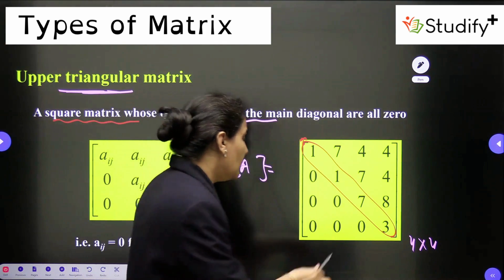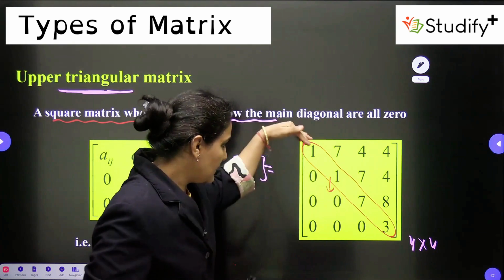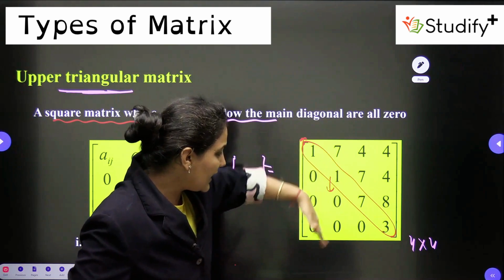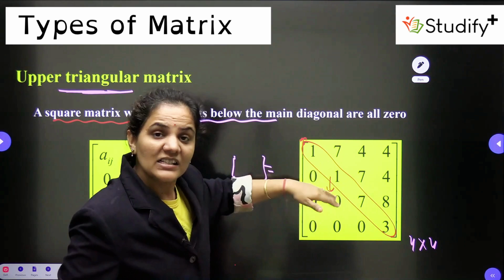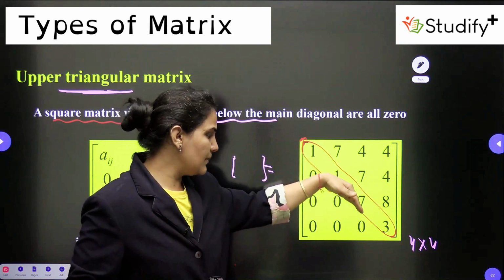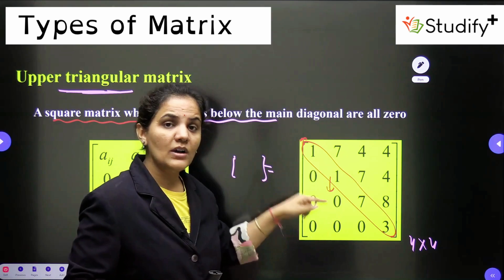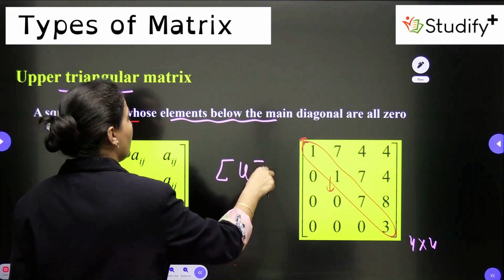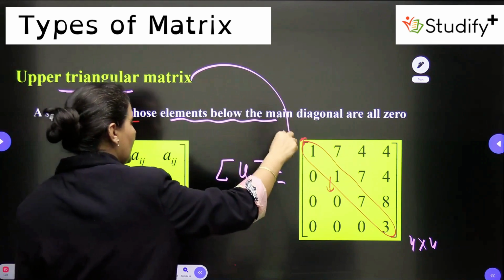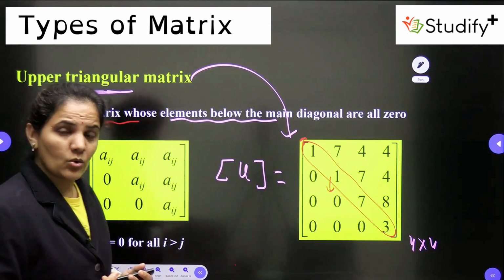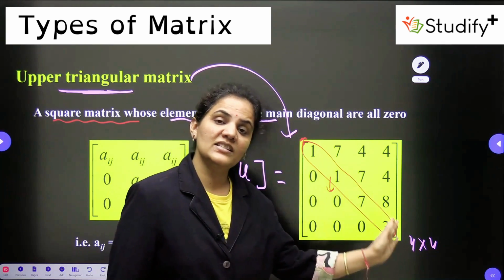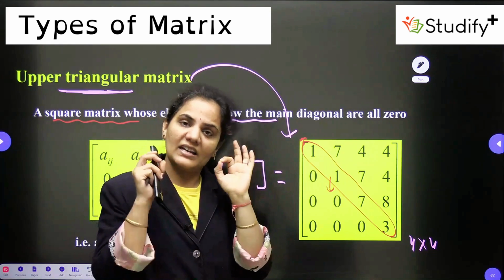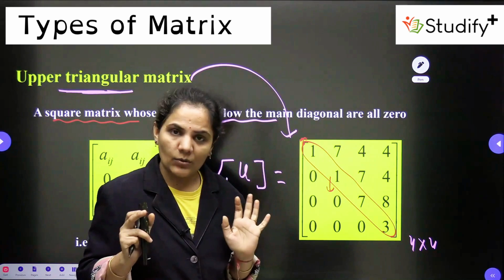Now look here, below this principal diagonal, this is the principal diagonal, leading diagonal, main diagonal. Below this principal diagonal, all the elements are 0. Very easily we can see that below this principal diagonal all elements are 0. Then this is called an upper triangular matrix, which you can denote by the capital U. So a square matrix in which all the elements below the principal diagonal are 0 is called an upper triangular matrix.